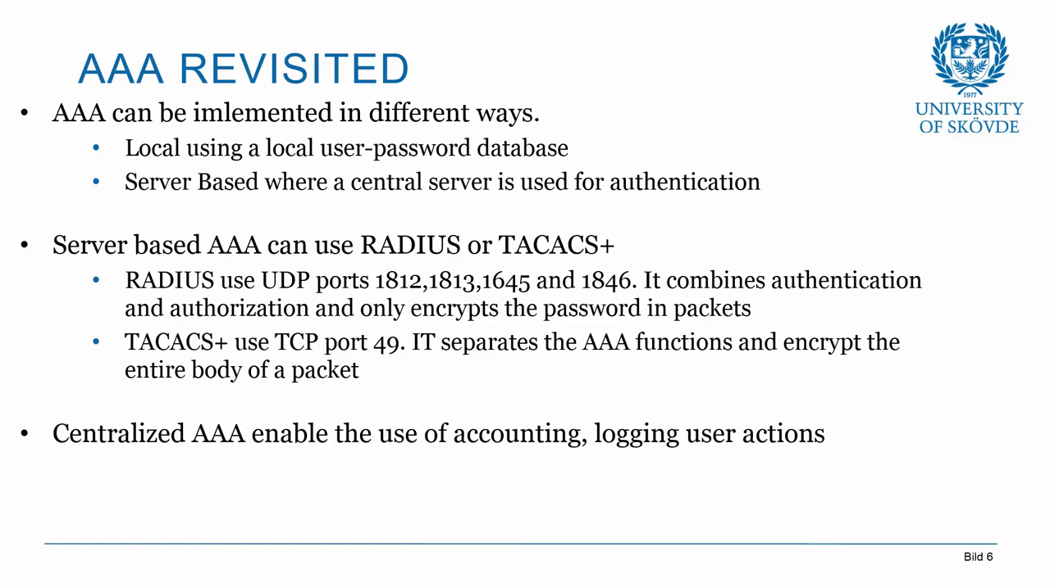I just included some summary information in this slide. So RADIUS uses UDP ports 1812, 1813, 1645, and 1646. So that is a typo right here. It combines authentication and authorization and only encrypts the password in the packet sent. TACACS+ uses TCP port 49. It separates AAA functions and encrypts the entire body of a packet. And centralized AAA enables the use of accounting and enables us to log user actions.